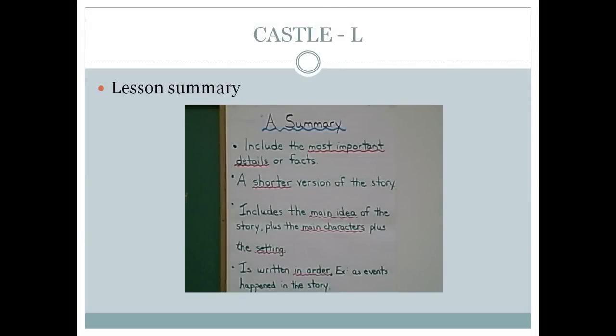Finally, for L, I'd like you to do a lesson summary. So for this to happen, I need you to summarize what the lesson has just told you. I need you to write me 2 to 3 sentences summarizing the information that you have just recorded yourself.